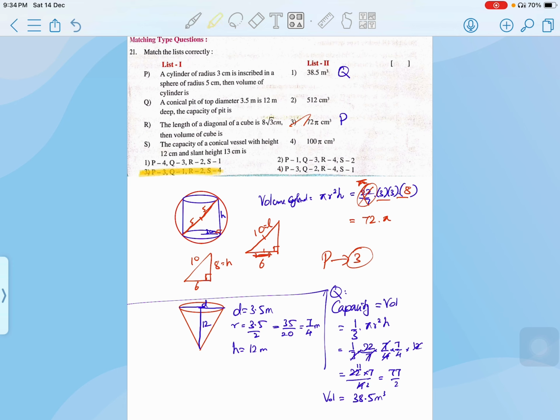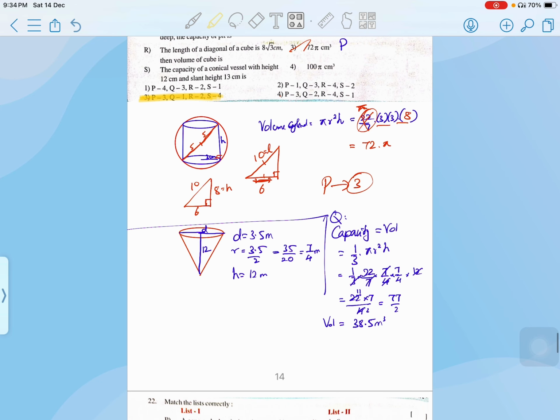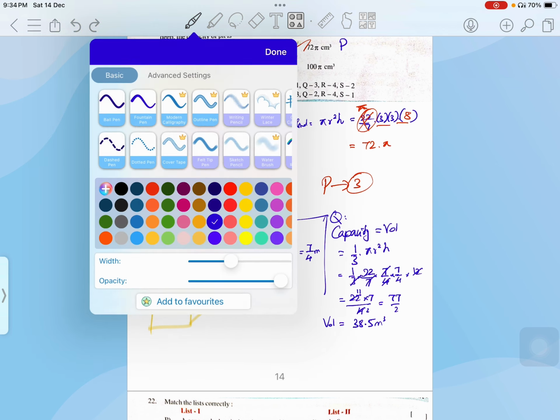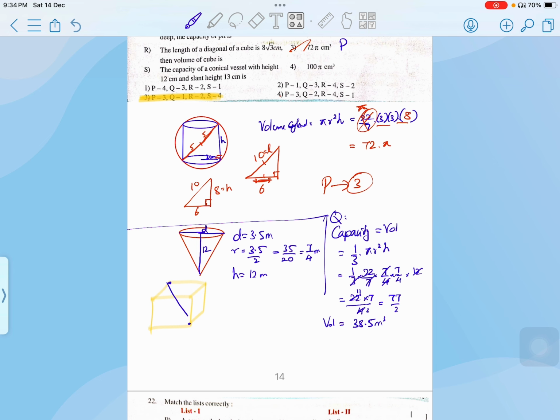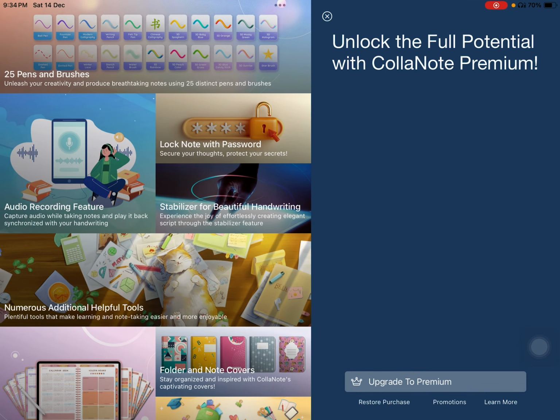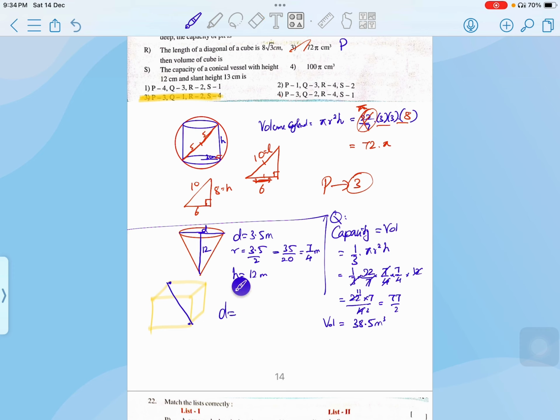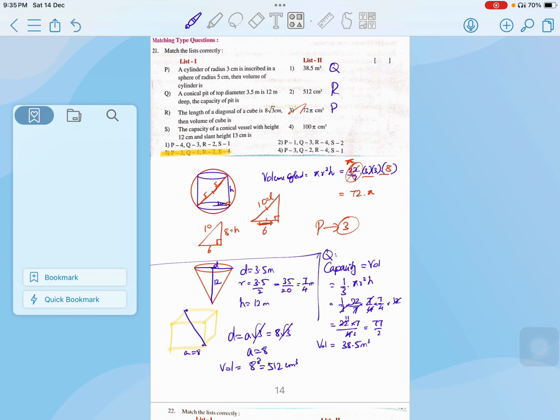We can find R and S as well. R is the length of the diagonal of a cube. For a cube, the diagonal connects the longest distance from one point to the opposite one. The diagonal is side into root 3, so the side is a root 3. They told it as 8 root 3. So root 3 cancels, and your side will be 8. So the volume will be 8 cube. 8 cube is 512 centimeters cube. So this one says it's your R.